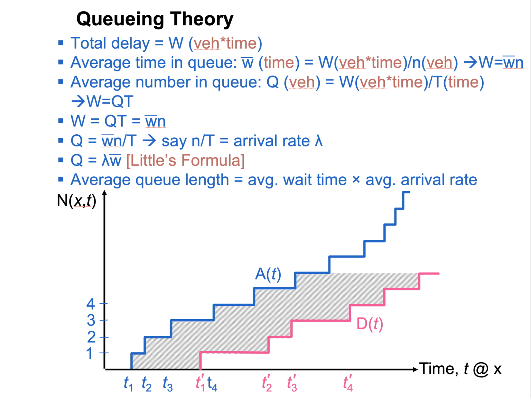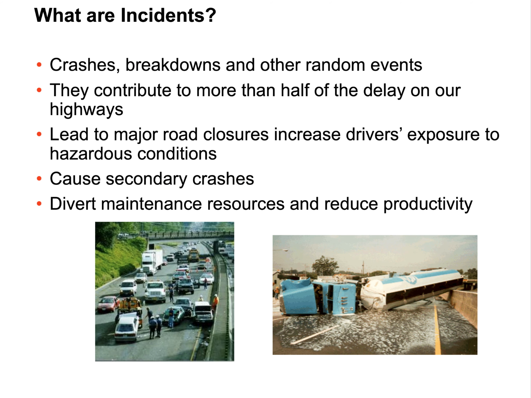So that's something to recognize, that we're using a theory developed by Little, where we say that the average queue length is the average waiting time times the average arrival rate. And this is a very important principle for transportation, and we'll see how this works in some examples.